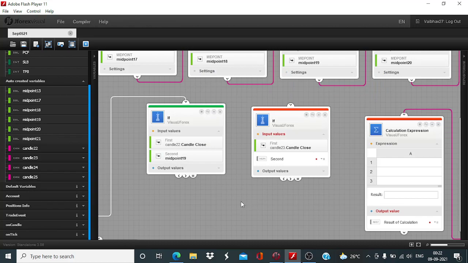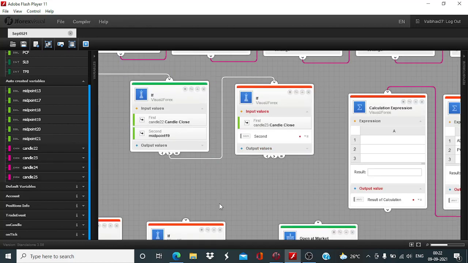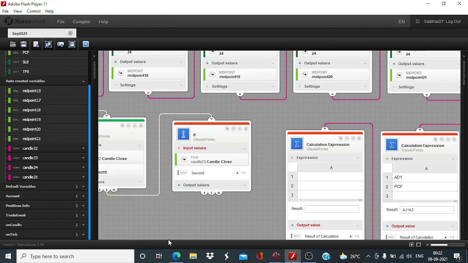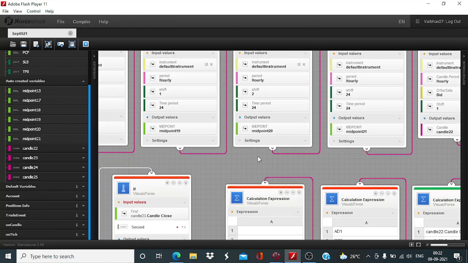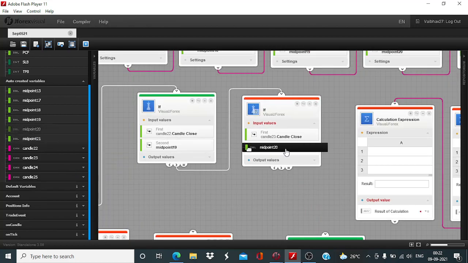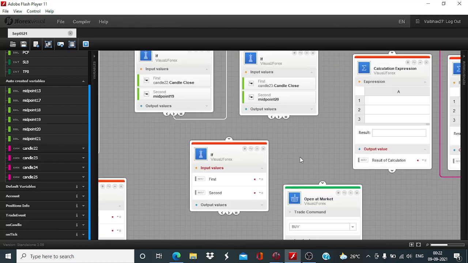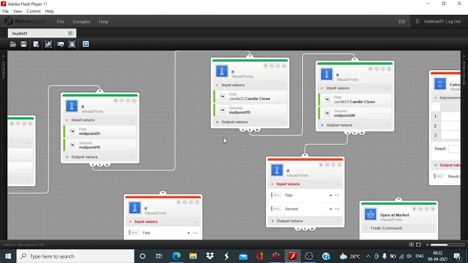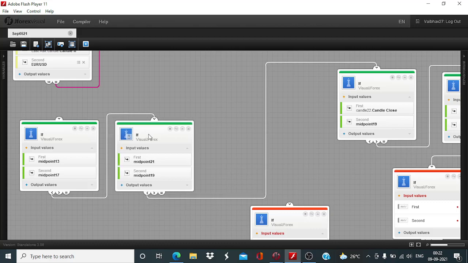Candle 22nd candle close needs to be higher compared to the midpoint 19. So first input greater than second input. And in the penultimate hour, the closing value should have been lower. So we consider candle 23rd close, and it should have been lower compared to the midpoint 20. Okay, so now we are mostly done with the conditions using these midpoint indicators.